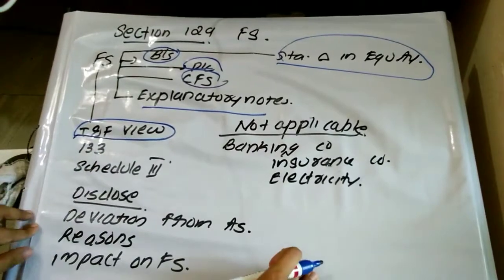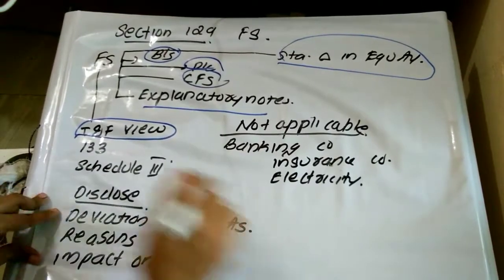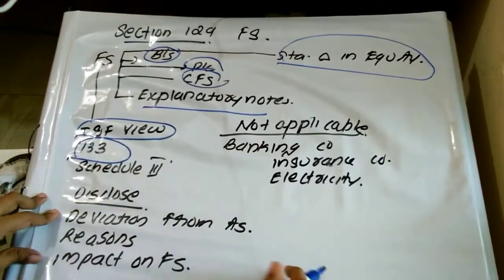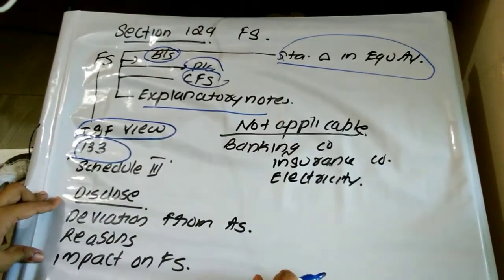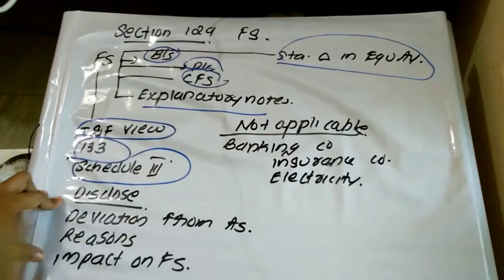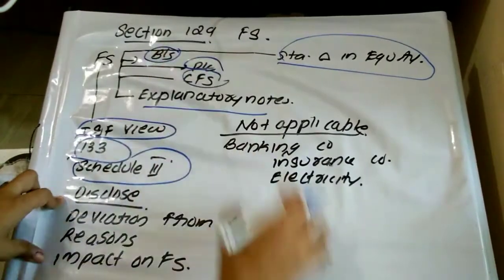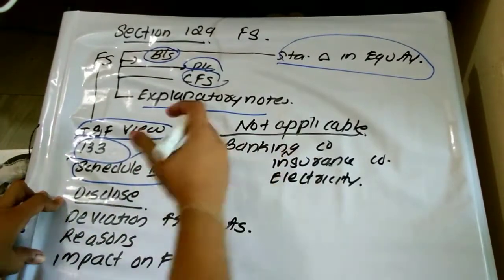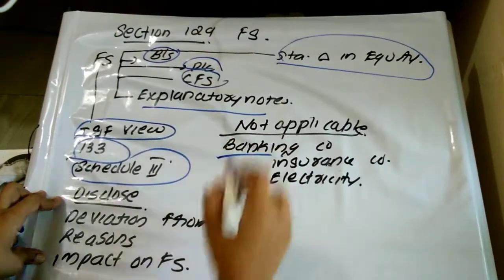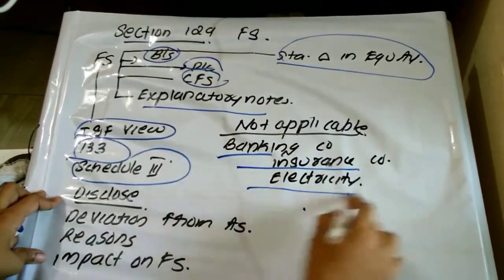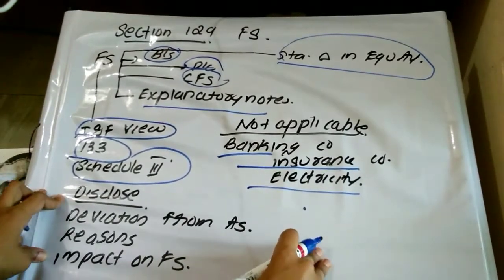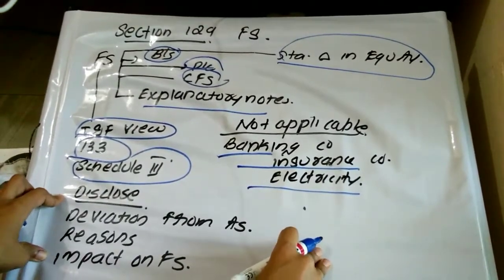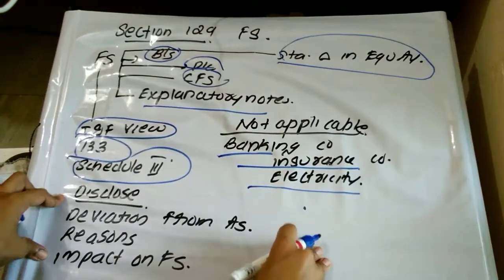Then the financial statements have to be maintained as per the accounting standards, as per section 133 of the Companies Act 2013. We have to prepare the financial statements as per Schedule 3. And section 129, or this format and these requirements, are not applicable to a banking company, insurance company, or electricity company. So section 129 is financial statements, and section 128 is what? Section 128 is maintenance of books of accounts of the company.